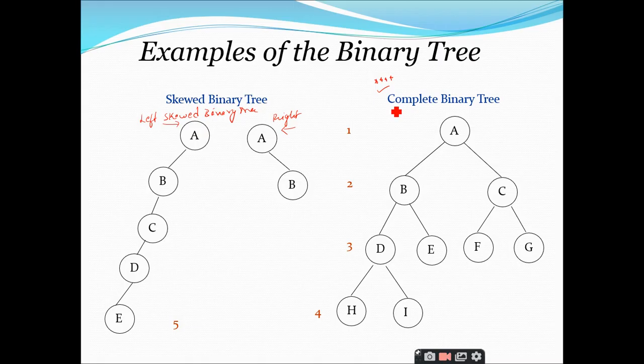But let us just remember that the complete binary tree is a binary tree where every node will have only two children, not at most, only two children, right? So A is having two children, B is having two children, C is having two children, D is having two children, and E, F, G, H and I are the leaf nodes. Therefore we don't put any restriction. So the complete binary tree means it should have 0 or 2 children. No node should have one child.